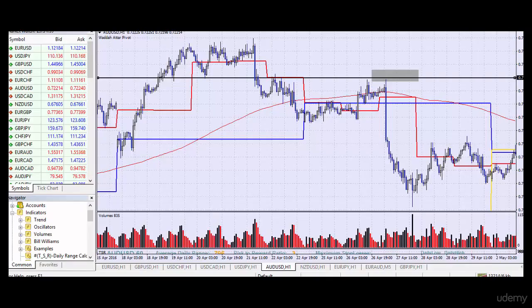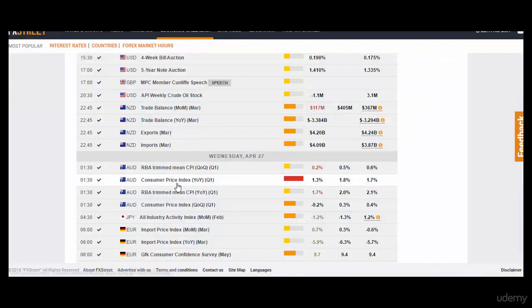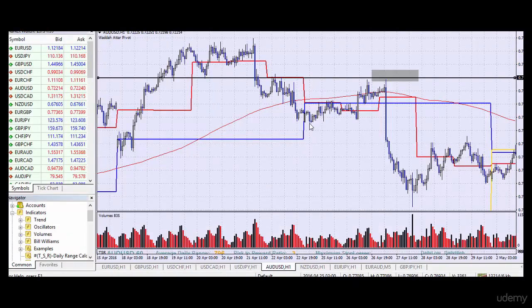So if you're trading here, which is the 25th, it's best to wait until April 27th to enter this market. Okay, because that's when we're going to have the CPI indicator for the Australian dollar. It's going to be April 27th. So you wait until the 27th.